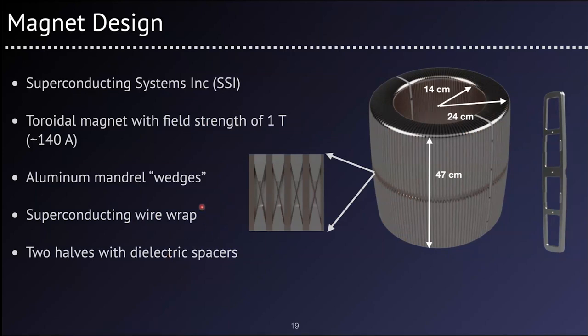Currently we are in the process of having these aluminum mandrel wedges machined. Actually, those were machined very recently, just about last week. The completed wedges were shipped to SSI, where they've been testing out the superconducting wire wrap. So it's a very exciting time. The toroid actually breaks into two separate pieces, two halves, and then there's a dielectric spacer in between. We have to ensure that SSI can fully assemble this and then test it in their 4K cryostat.